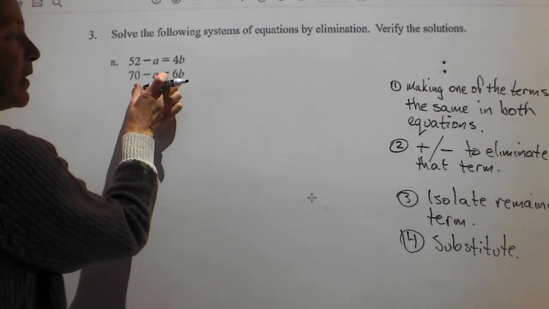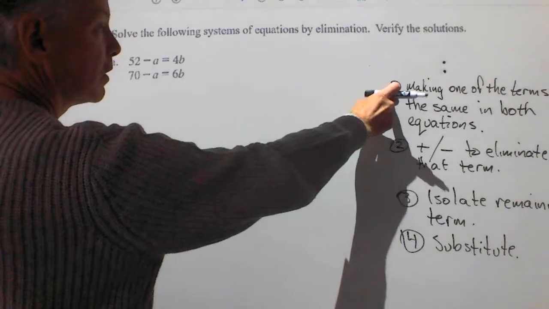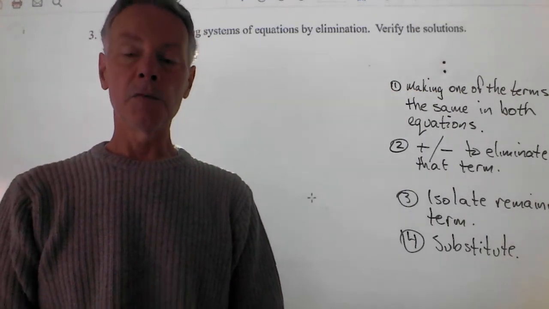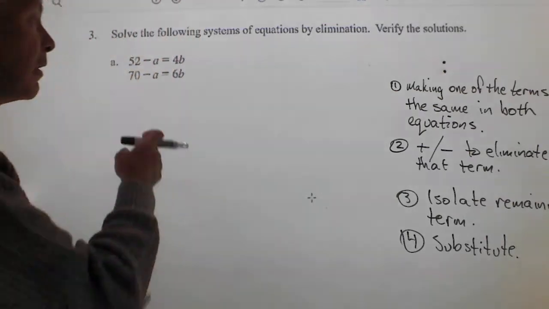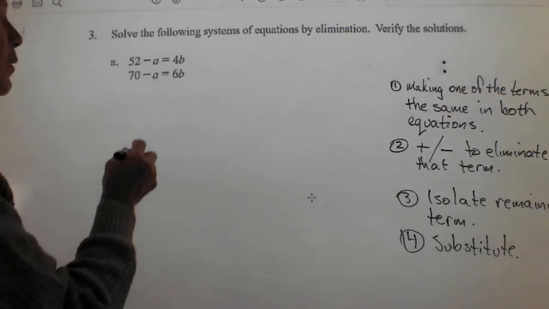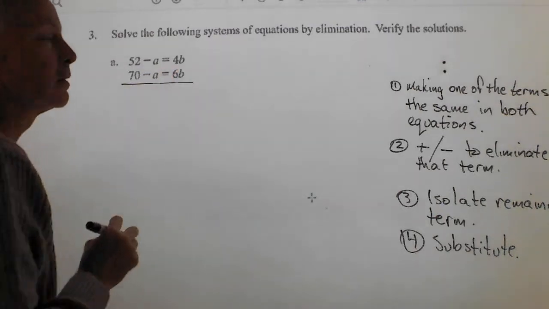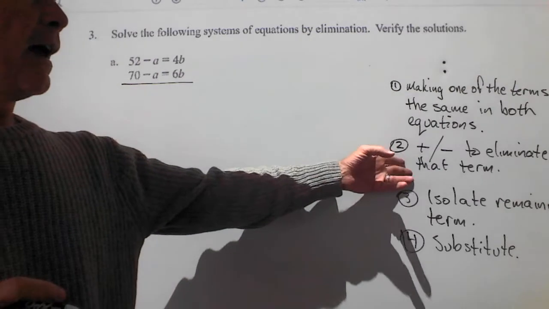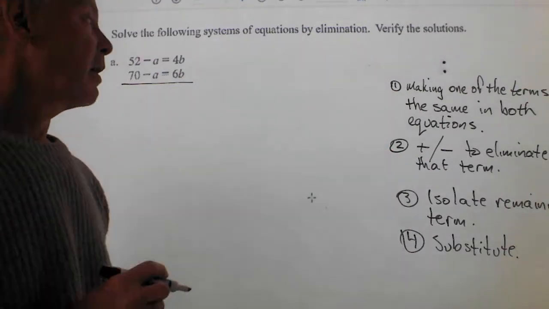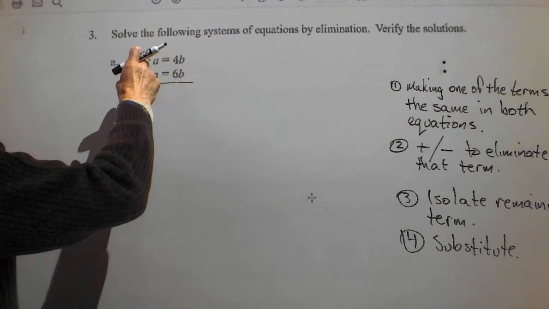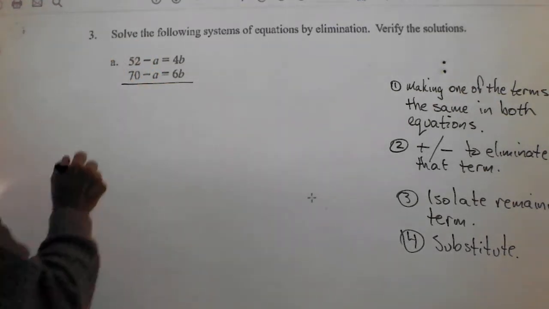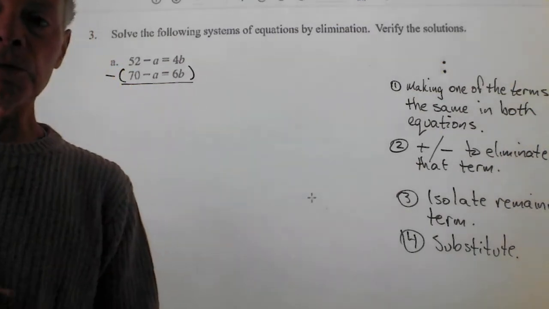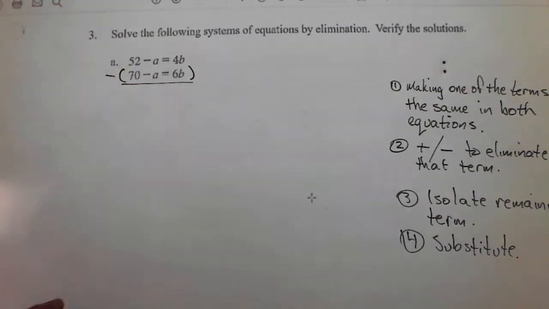And given that, we don't have to do step 1, we don't have to manipulate the terms in any way through multiplication to make them the same. They're already there, okay? And so we can proceed right to the next step, which is add or subtract to eliminate the term. Now remember, if the sign on our terms is the same, that means the operation we're going to perform is subtraction, and you'll see why in a second.